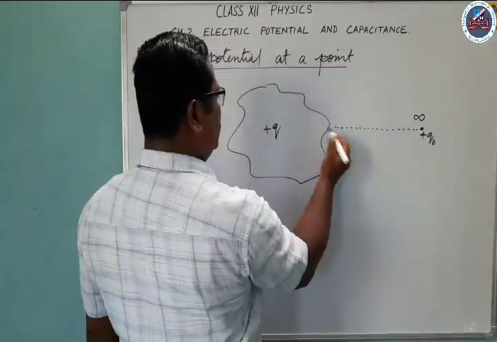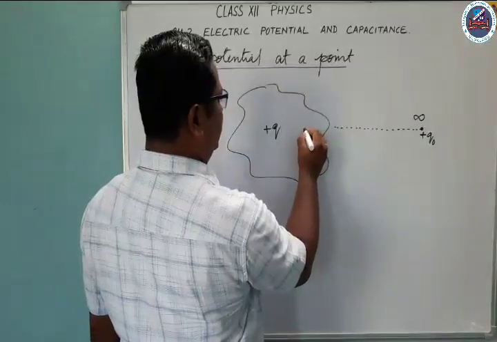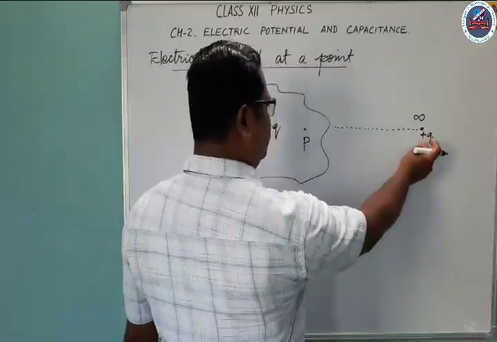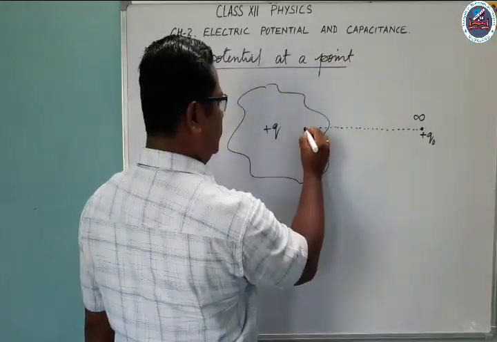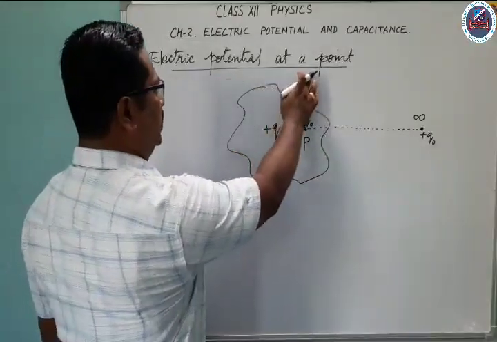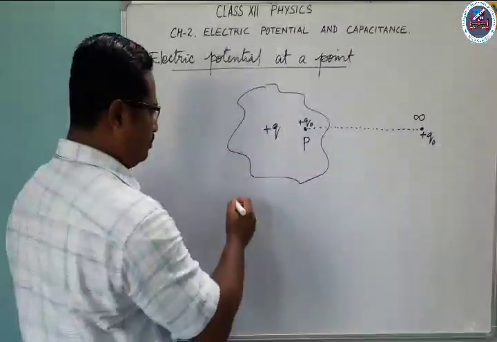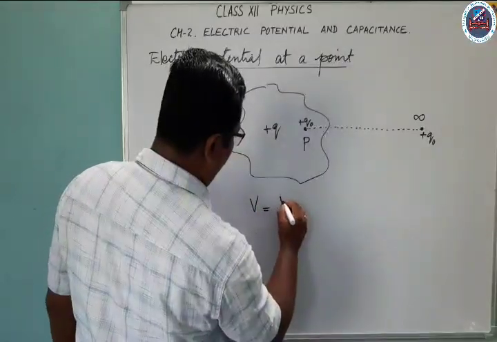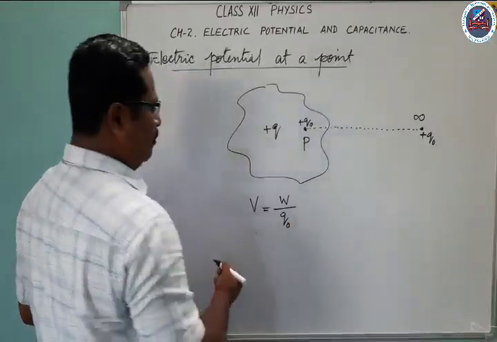to that point. Now which is the point? You have to select where you want to bring it within the field. Suppose here I want to bring it, this is the point P. Then the amount of work that we have to do to bring this unit positive charge from infinity to this point, we call it the electrostatic potential at a point. So electrostatic potential, we write it as V. It is the amount of work done to bring a unit positive charge from infinity.